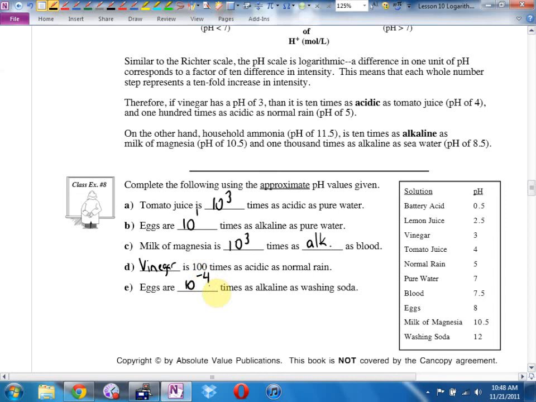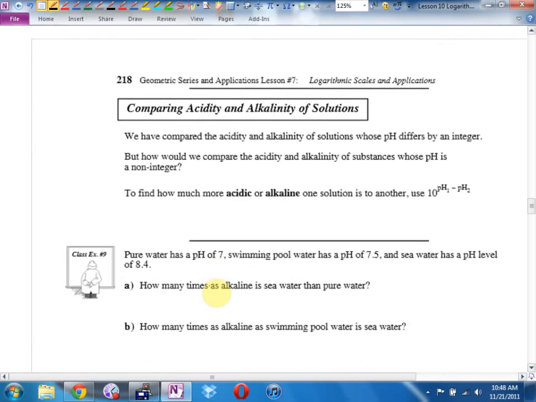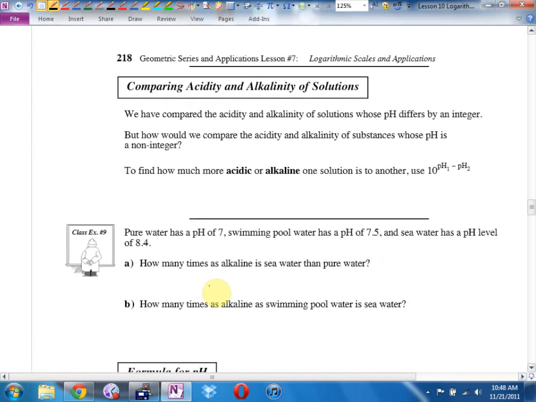So, turn the page. We're going to use 10 to the power of first minus second equals how many times more alkaline or acid, depending on which way you're moving on the chart. And if I give you a pH question, Cassandra, I'll give you that little chart with the arrows. I'll paste that into the question.